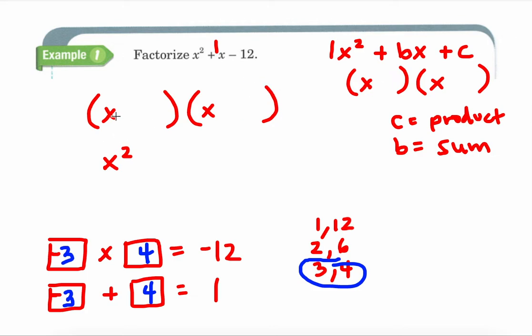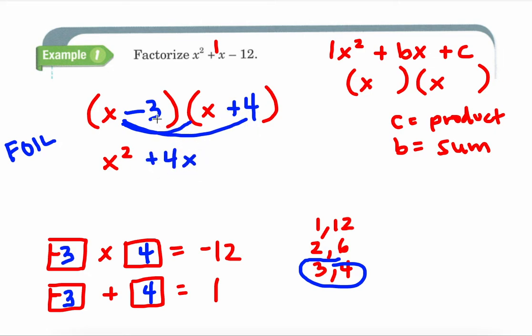Let's try it out. So I have x minus 3 times x plus 4. That should be my answer. Let's check. Let's use FOIL to check, okay? Because I already have my first terms, x times x. X times x is x squared. Now I'm going to multiply my outer terms, x times 4, which is positive 4x. And then I have my inner terms, negative 3 times x, which is negative 3x.